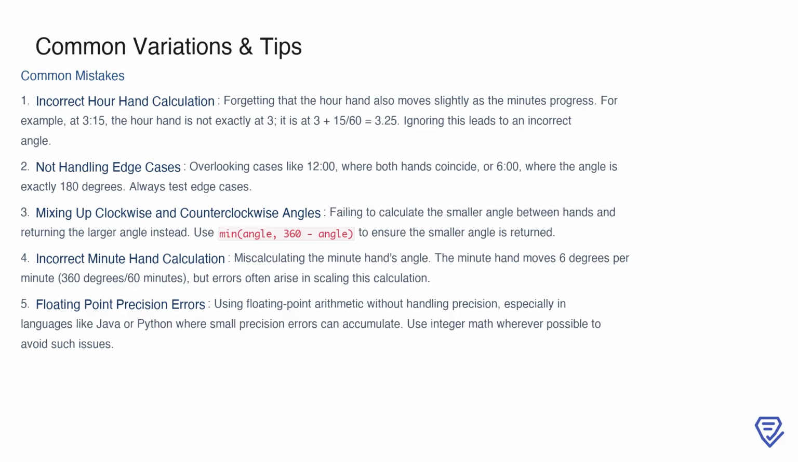Another frequent error involves mixing up the clockwise and counterclockwise angles. To consistently return the smaller angle, use the formula min_angle = min(angle, 360 - angle). Additionally, the minute hand moves 6 degrees per minute, but it's easy to make scaling errors in this calculation, so double-check your math. Finally, be mindful of floating point precision errors, especially in programming languages like Python or Java. Using integer arithmetic wherever possible can help avoid these small but significant mistakes.